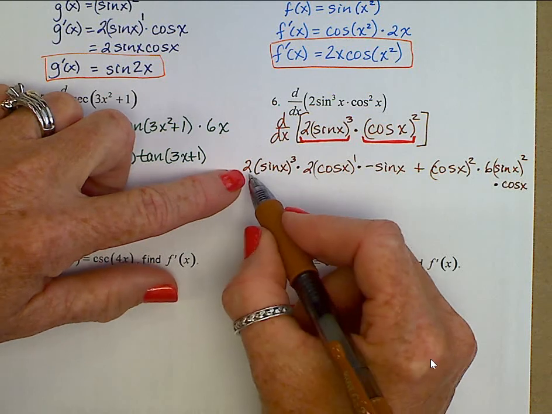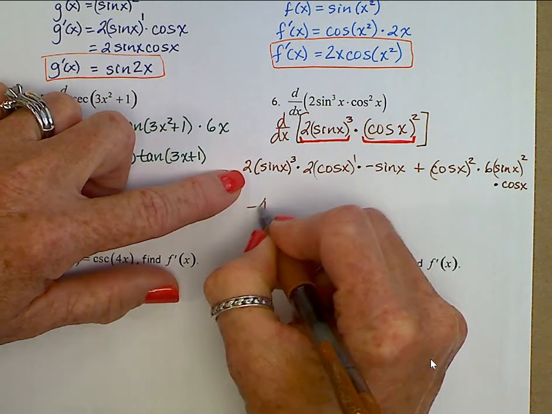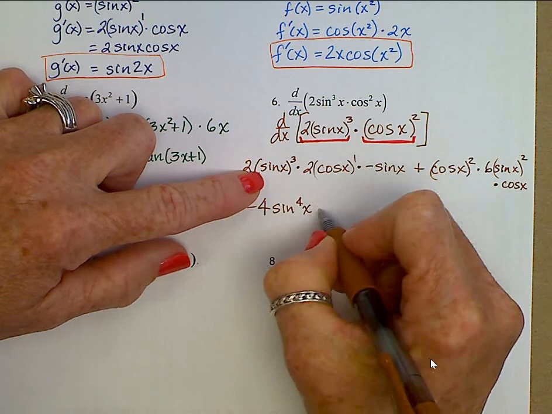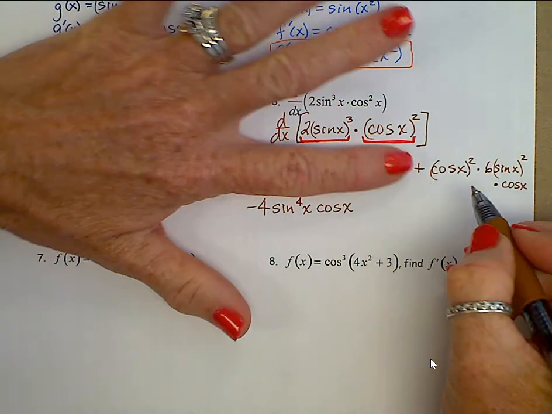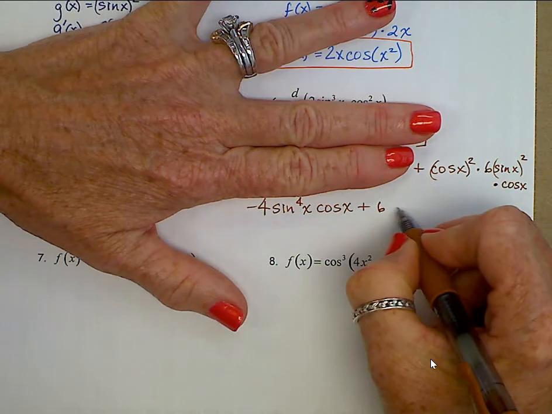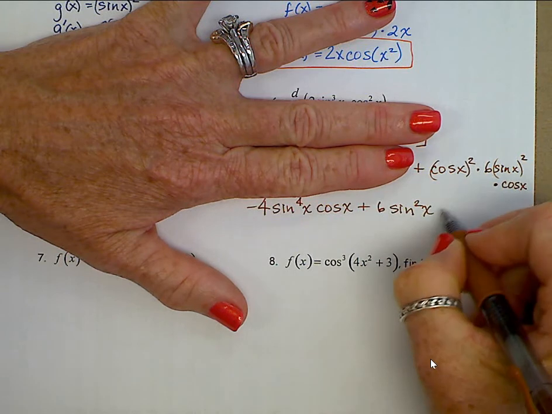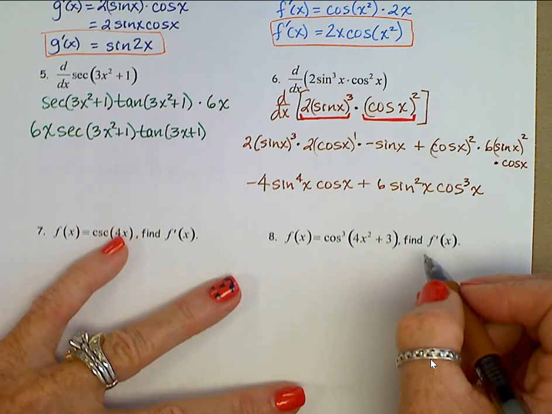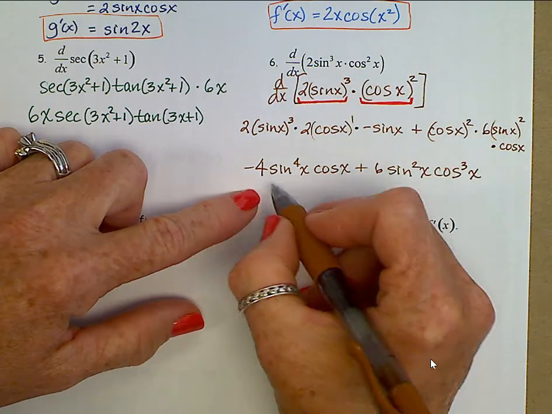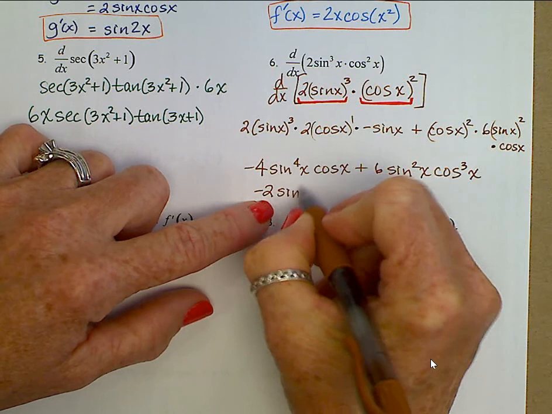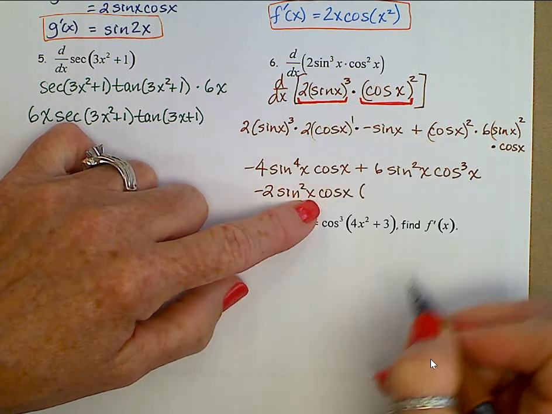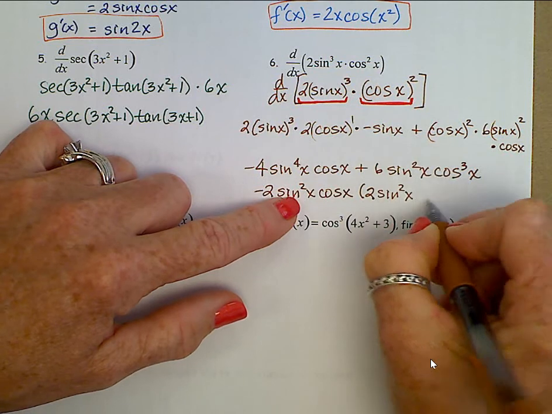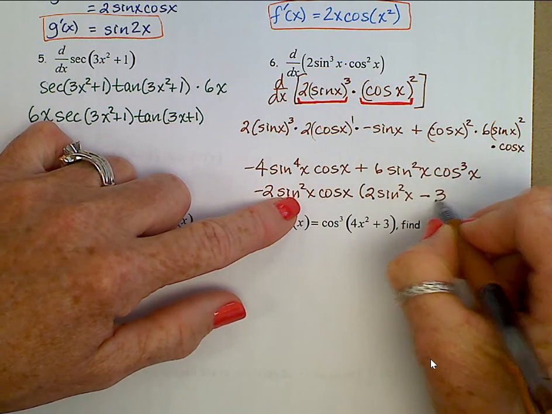Looking at the rest of this, the coefficients, we have 2 times a negative 1, that's a negative 4. We have sine cubed here and another sine, that's going to be a sine to the 4th, and a cosine x. From the second part over here, coefficient, we have a 6 sine squared and cosine cubed. Let's factor and see if we can get something to simplify out here. We could pull out a negative 2 sine squared cosine, and that's going to leave us with 2 sine squared minus 3 cosine squared.